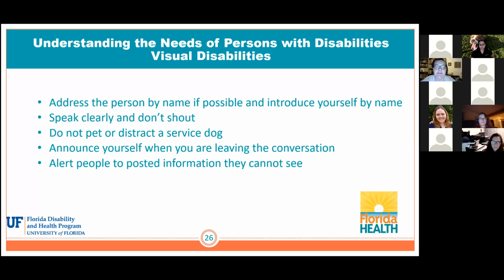And then finally, you want to alert people to posted information that they can't see. This is important because people with visual disabilities have the right to the same information that people without a visual disability have. And if you don't tell them what's on signs, then they're not going to know.